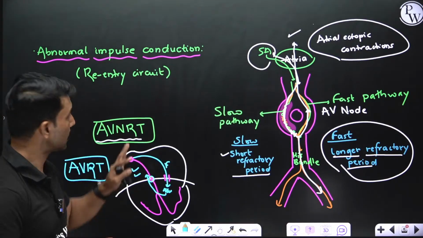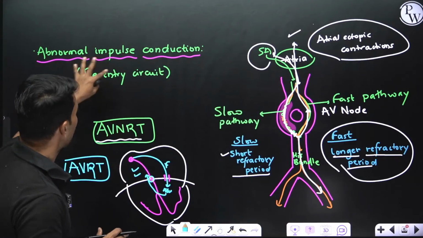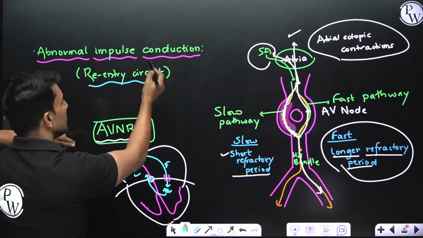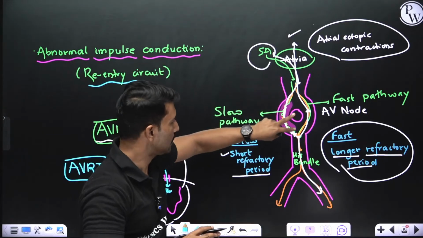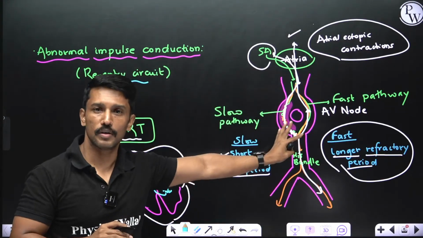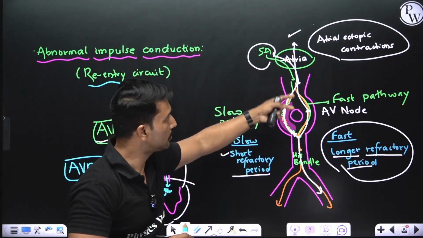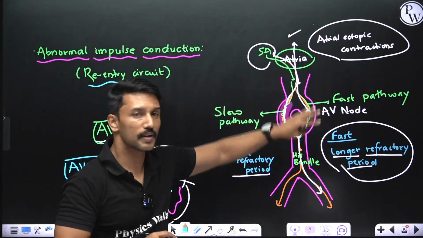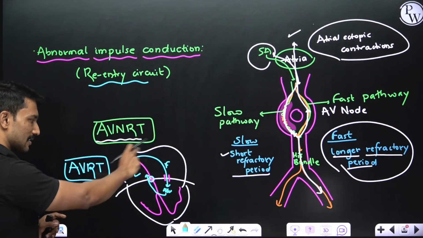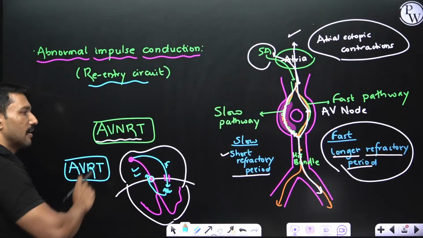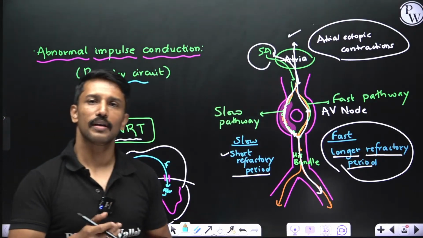Okay, so I hope we have clarity about the abnormal impulse conduction or re-entry circuits. Re-entry circuits can either be because of the normally existing slow and fast pathways in the AV node, with triggering of the arrhythmias by an early arrival of the atrial impulse, or it can be because of an ectopic pathway or an accessory pathway through which the re-entry can happen. So these are the mechanisms for arrhythmias, right?